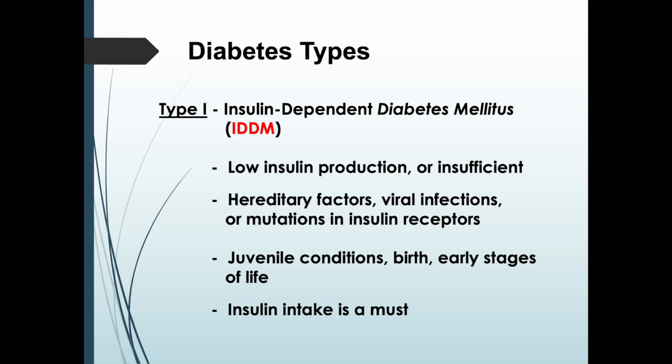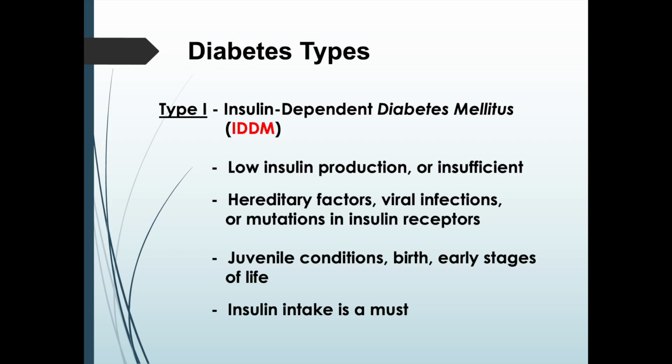One is insulin dependent diabetes, also called IDDM, which is caused by low or insufficient insulin production. It also starts from hereditary factors, viral infections, and mutations in insulin receptors. This generally starts from the juvenile condition, from birth and early stages of life. When it starts with type 1 diabetes, you have to use insulin, it is a must. Without that, the kids or newborns will not survive.